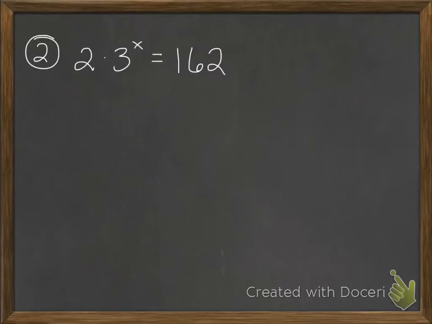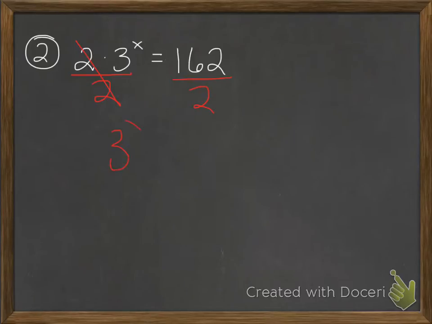Not bad. Okay, so what if we had something like this, where we're multiplying 2 times 3 with the exponent of x is equal to 162? Well, the first thing that we have to do is get that base with its exponent by itself. Whatever the exponent is modifying, we have to have that by itself. That means I have to get rid of that 2 first. In order to get rid of the 2, I have to divide. But anything I do on one side of the equal sign I must also do on the other side. So I'm going to divide by 2.